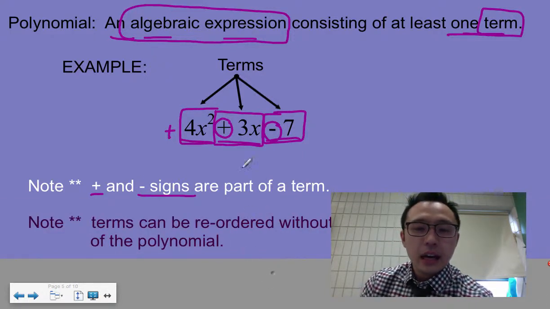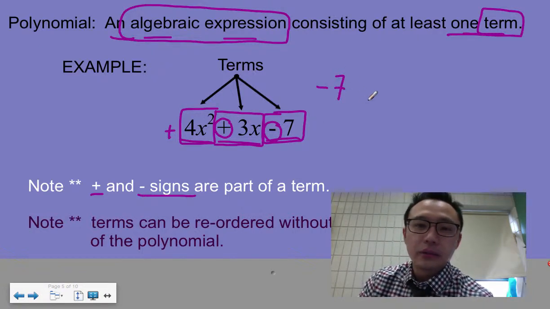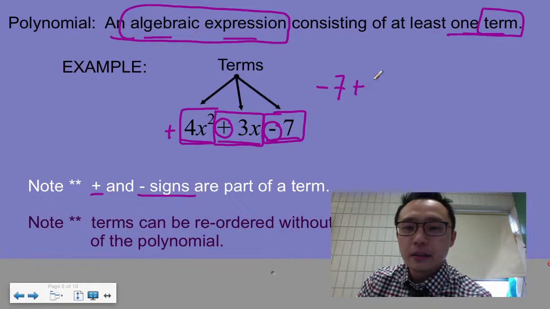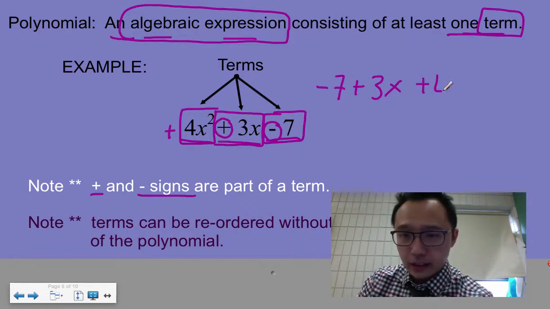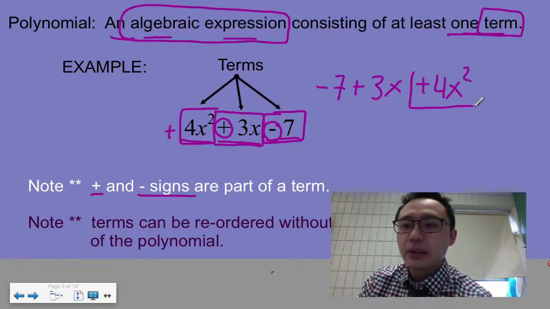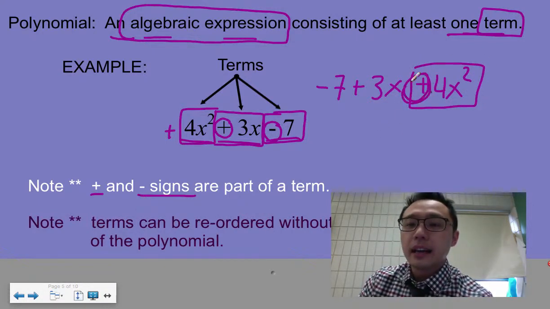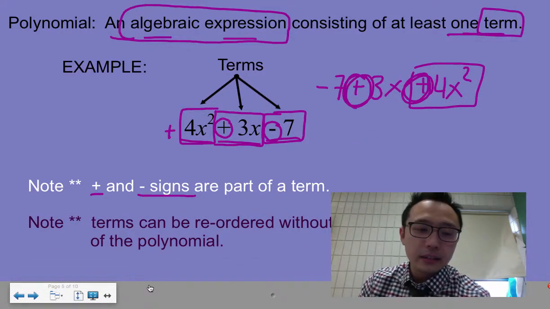Okay, that's easy. And you can always reorder this in any way you want. So if you wanted to put the negative 7 at the front, and then put the positive 3x in the middle, and then put the 4x squared last, you can do that, as long as you're including the sign as well. So you can see the signs are tagged along. And that's basically it for what a polynomial is.